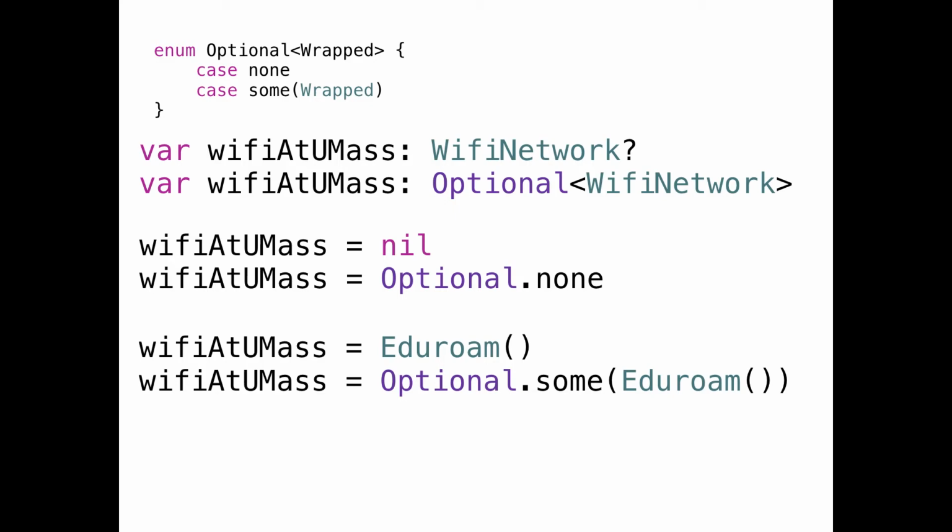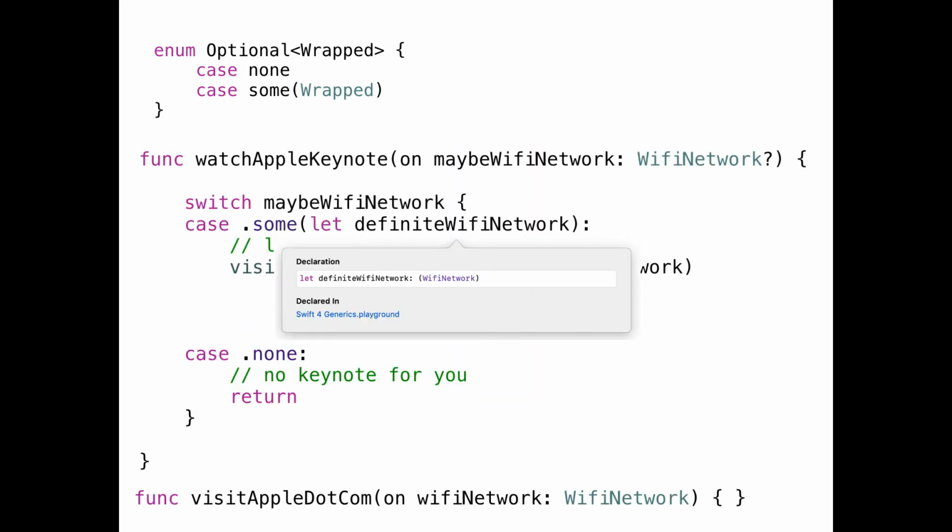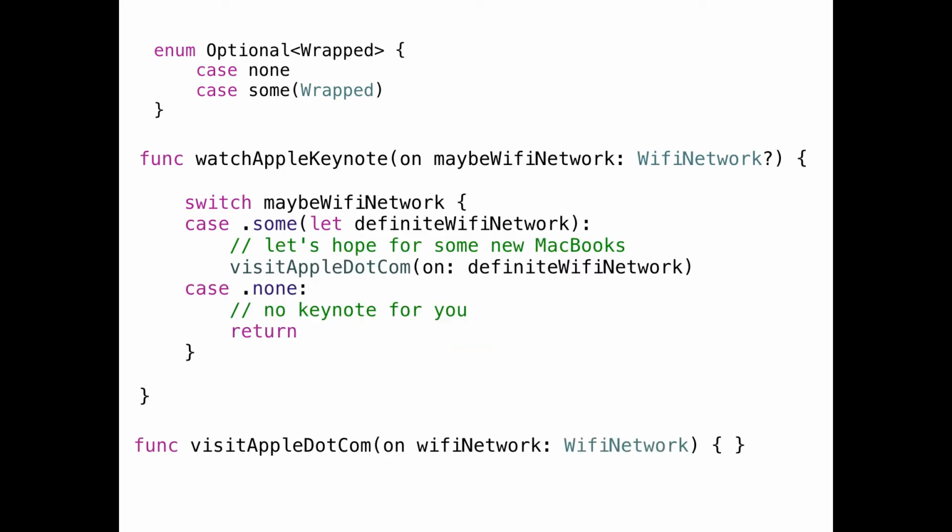And what this alludes to is how we can unpack the optional utilizing a similar switch mechanism to what we were doing a couple minutes ago. So if you want to watch the Apple keynote and you don't know if you have a Wi-Fi network, you can look at the Wi-Fi network and switch on it. If you've got some network, we know that definiteWiFiNetwork is a Wi-Fi network. We know it's there, so we can visit apple.com. visitApple.com is just a function down there that has to have a Wi-Fi network. It was just a placeholder. But if we've got nothing there, we can just return.